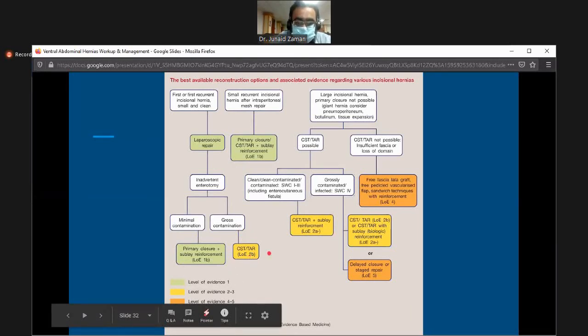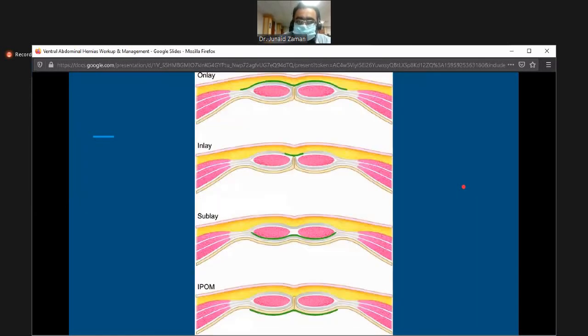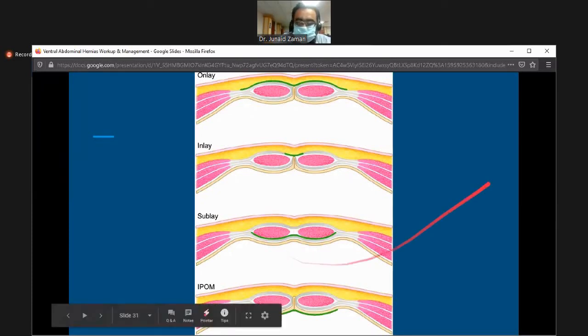And you don't need to go into component separation technique. I'm just going to mention it in the end. So don't worry about component separation. Just that you need to know that mesh is placed. Mesh is the treatment of choice. Fine. And it's placed either above the muscles or below the muscles. And sublay mesh is the ideal condition. Fine. Because it's below the muscles and it's away from the abdominal cavity. It's cheap.